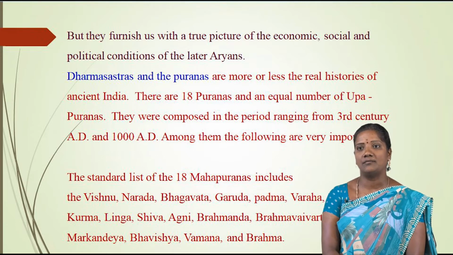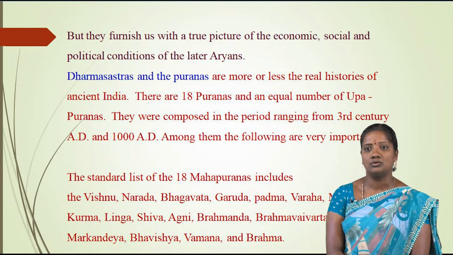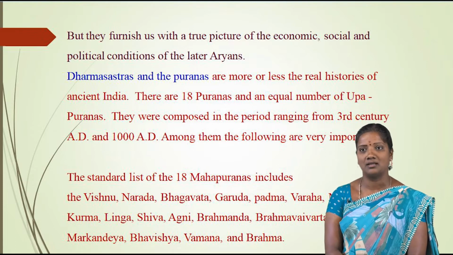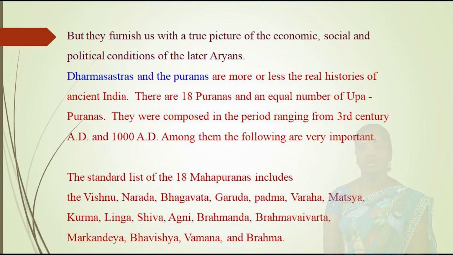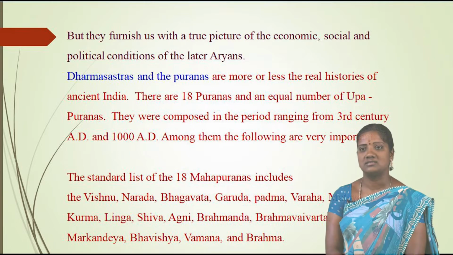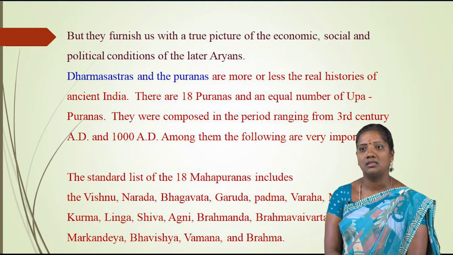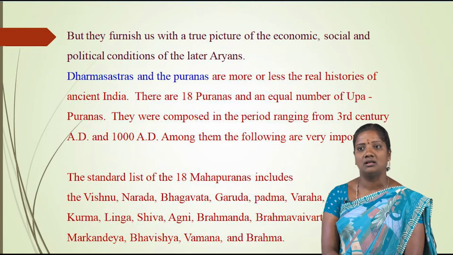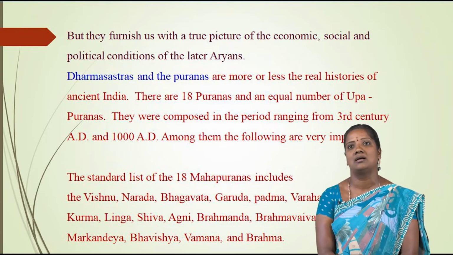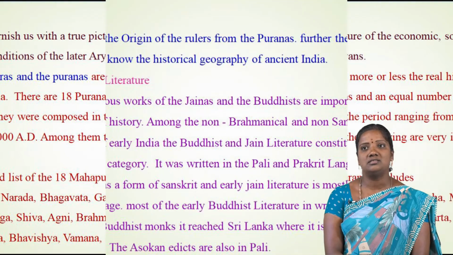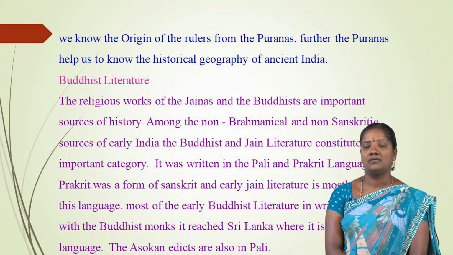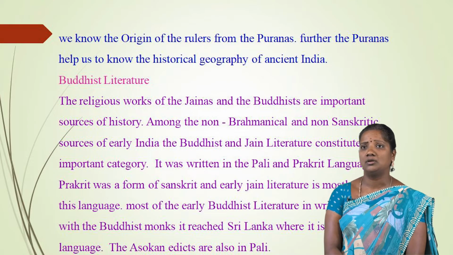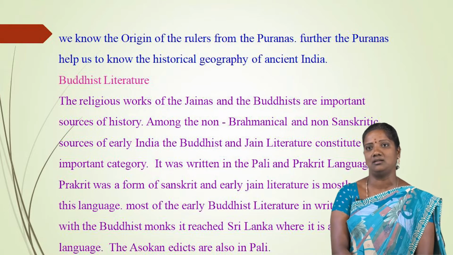The standard list of 18 Mahapuranas includes the Vishnu, Narada, Bhagavata, Garuda, Padma, Varaha, Matsya, Kurma, Linga, Siva, Agni, Brahmanda, Brahmavaivarta, Markandeya, Bhavishya, Vamana and Brahma. We know the origin of the rulers from the Puranas. Further, the Puranas help us to know the historical geography of ancient India.